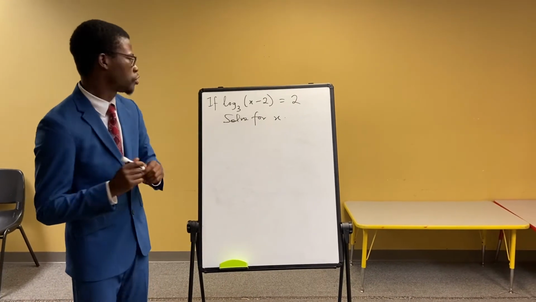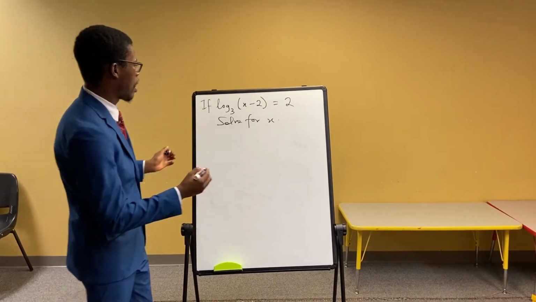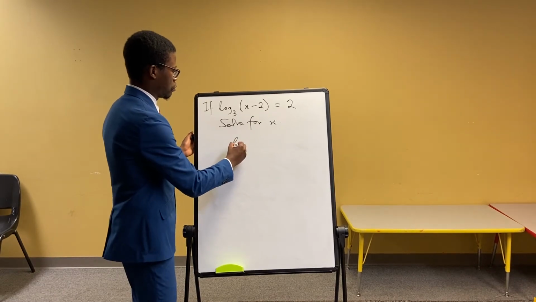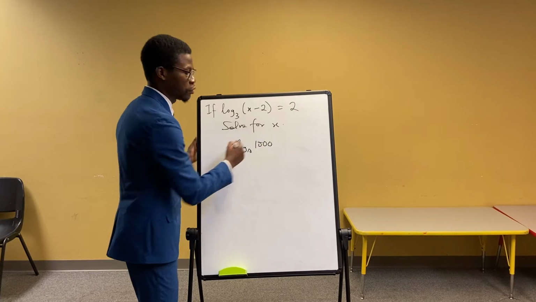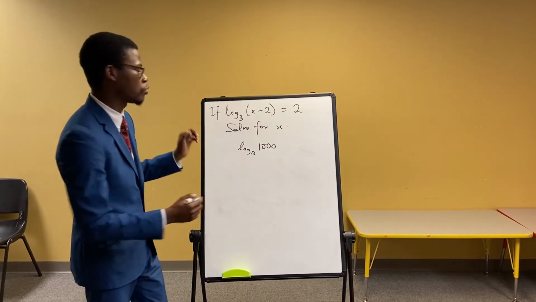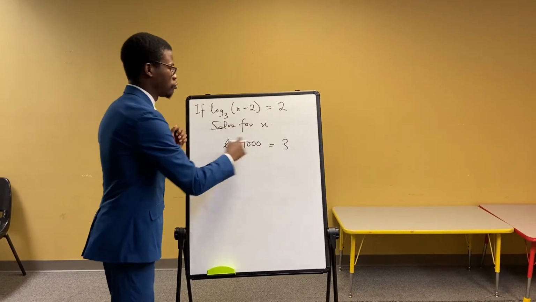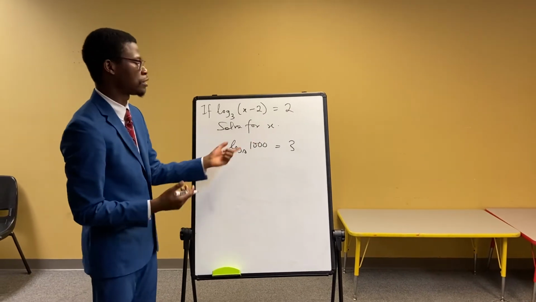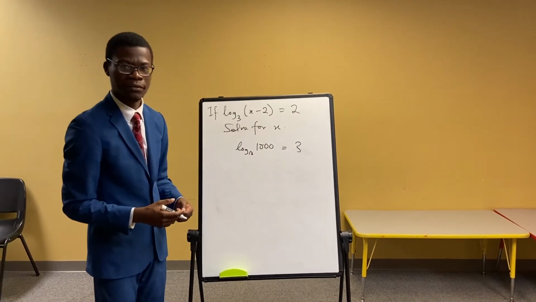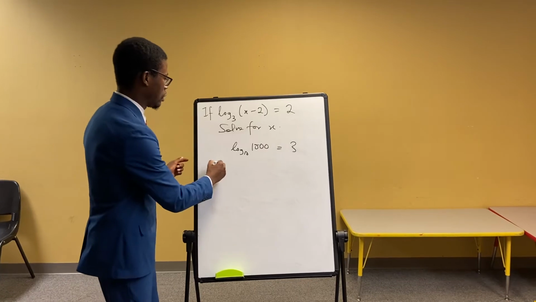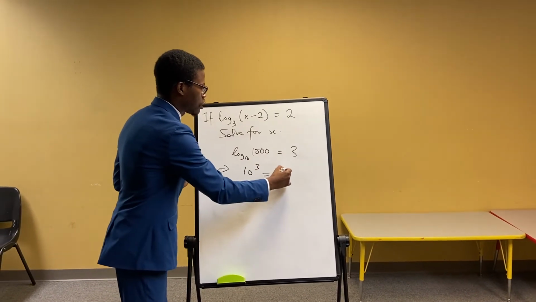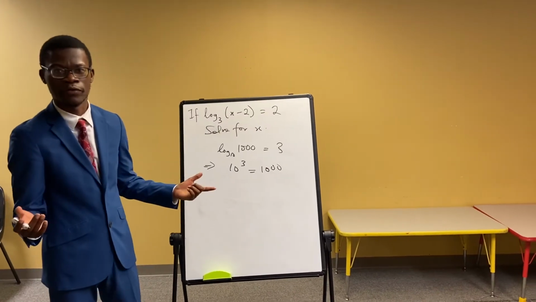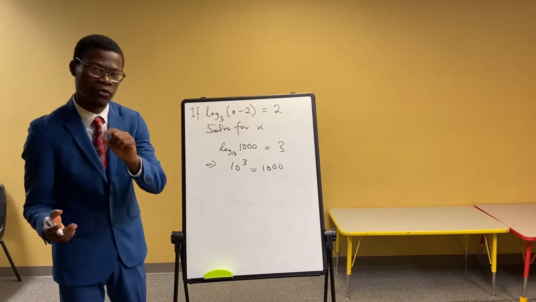Now, I want to show you something about logarithms. If you have log of 1000 to base 10 equals 3, you can check your calculator with this. Log of 1000 in base 10 is 3. Now what does this mean? It means that 10 to the power of 3 equals 1000. That's a law of logarithms.